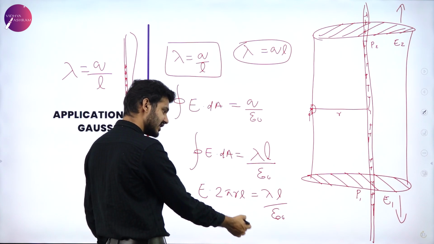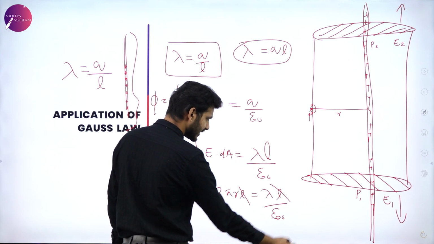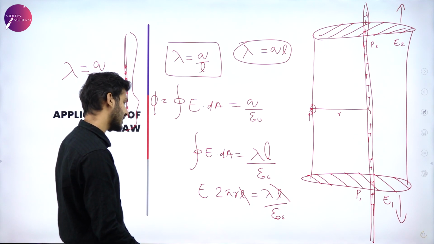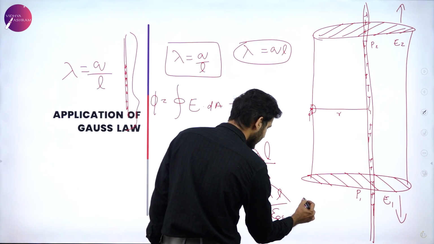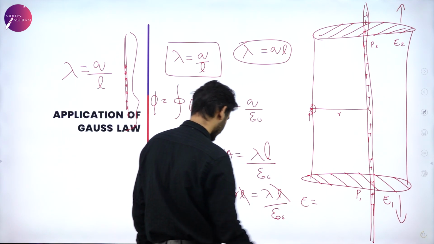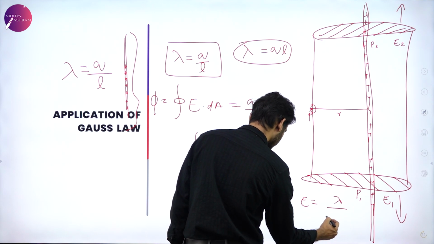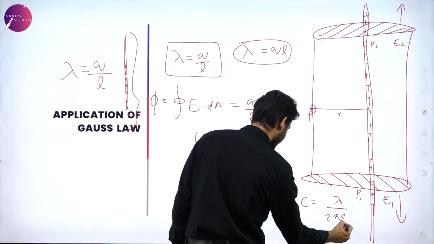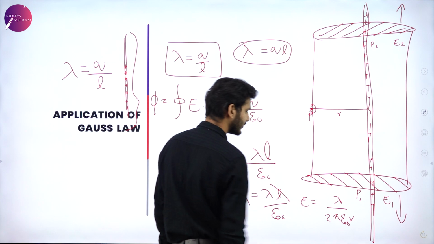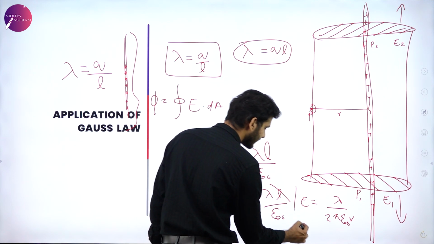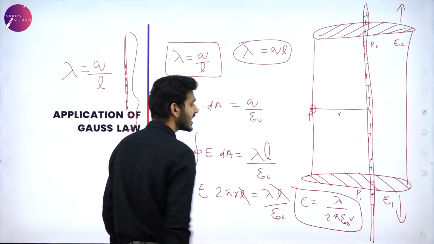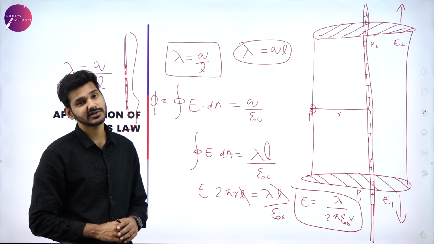And you have an L here, you have an L here, you can cancel that out, and you finally rewrite that as E is equal to lambda by 2 pi epsilon naught R. So this will be the electric field of an infinitely long charged wire.